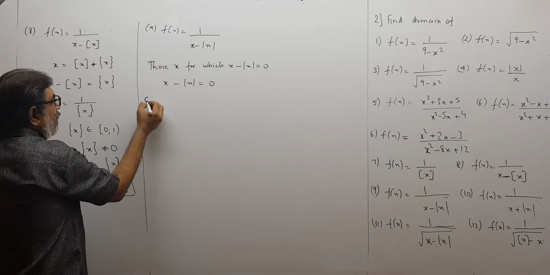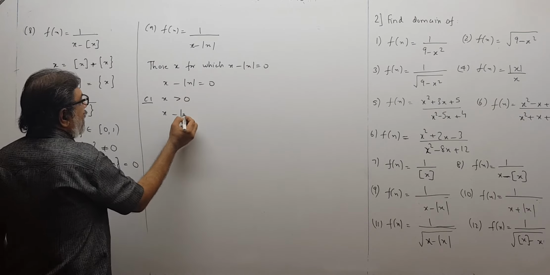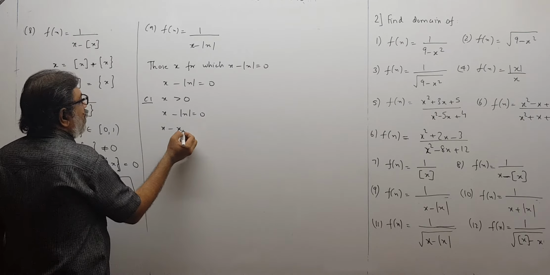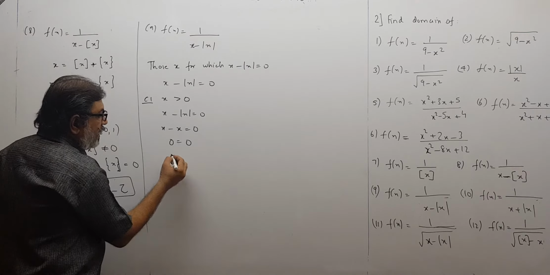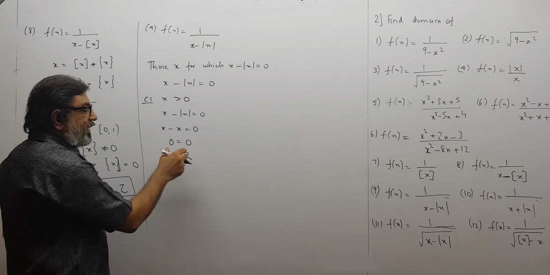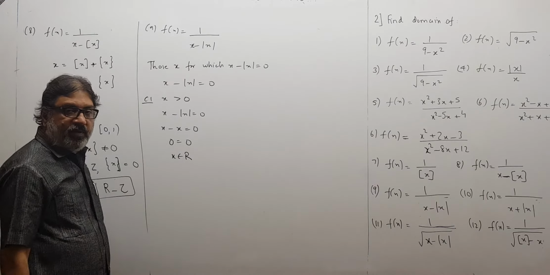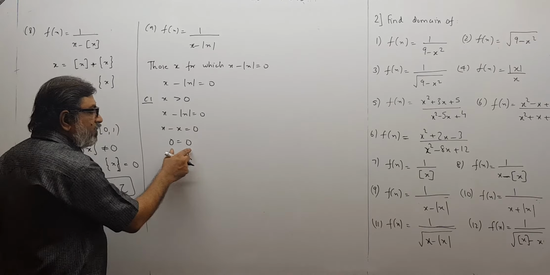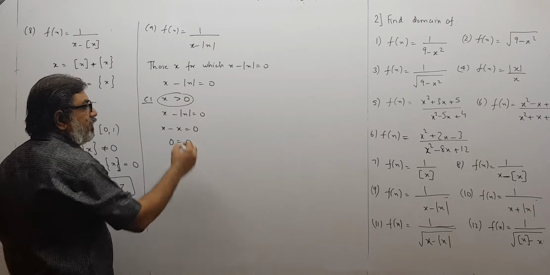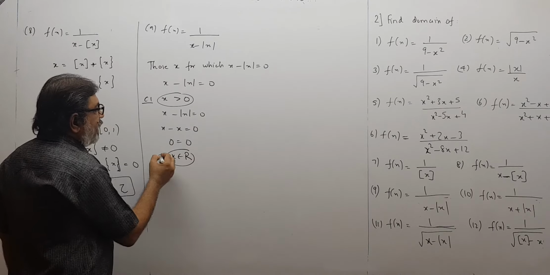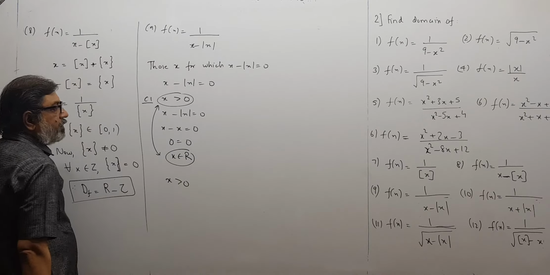I take case number 1, x is greater than 0. At that time mod x will be x. So I want x minus mod x to be 0. So x minus x equal to 0, so 0 equal to 0. That is the correct conclusion. That means x can belong to R. If you get a correct conclusion, then you write x belongs to R. That means it is true. That means x can be any real number. That is the meaning. When you get a correct conclusion, that means you are right for every real number. But our precondition was that x should be positive, and this is my conclusion. So I take the intersection of these two. So finally my answer is x is greater than 0.